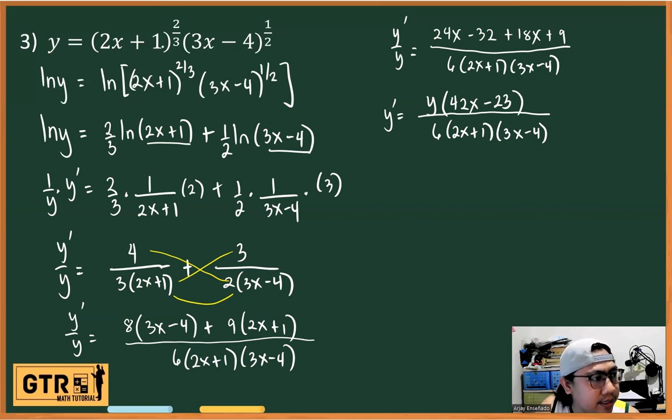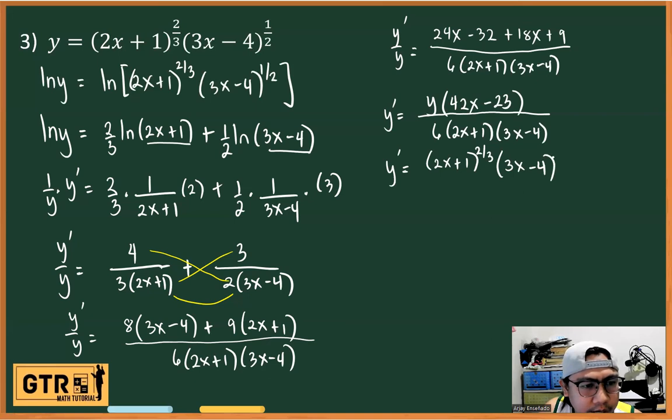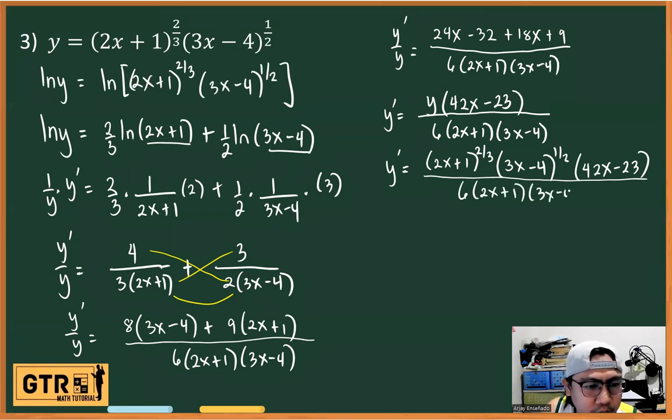The value of y is, ayan, this term. 2x plus 1 raised to 2/3 and 3x minus 4 raised to 1/2. So substitute. So therefore, we have y prime is equal to 2x plus 1 raised to 2/3 times 3x minus 4 raised to 1/2 times 42x minus 23. So all divided by 6 times 2x plus 1. And then we have 3x minus 4.